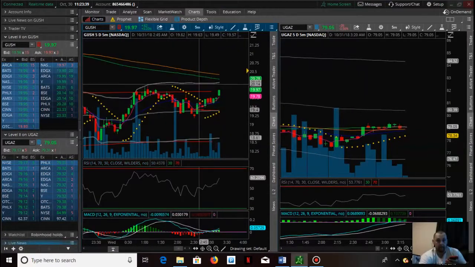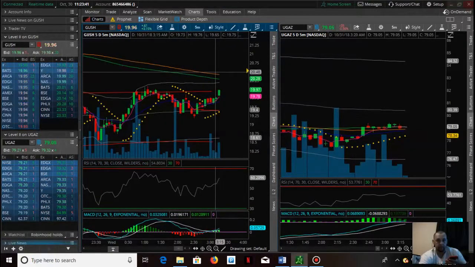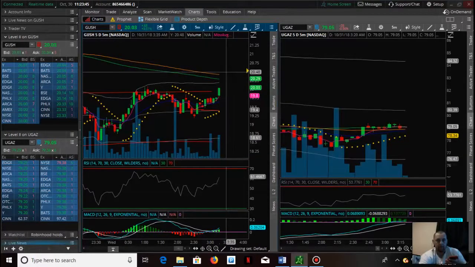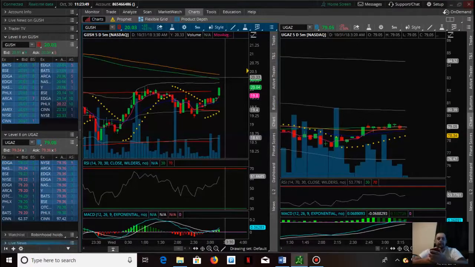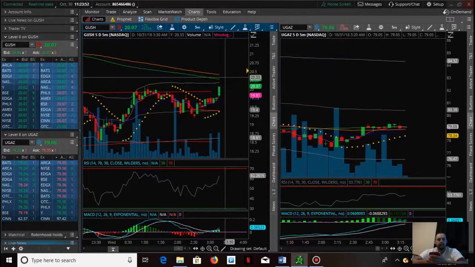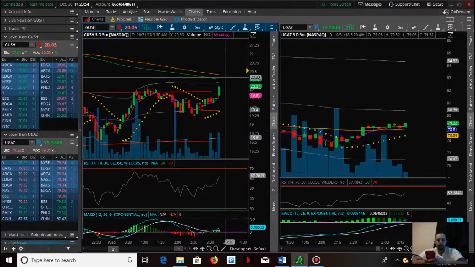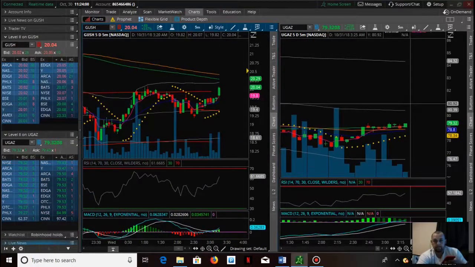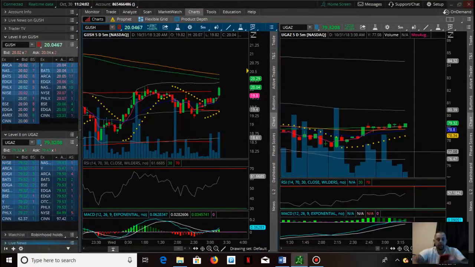So I'm actually in the position now. This is a very important level I found somewhere. But that's good. So that's really good that GUSH keeps moving up. It's nice when a stock moves up. Oh, cool! UGAS just shot up too. That's what I'm talking about. So now both of these are moving up, which is both really good.